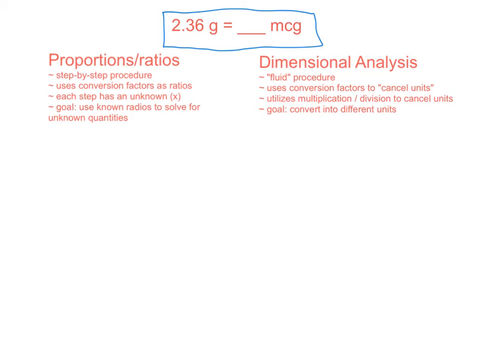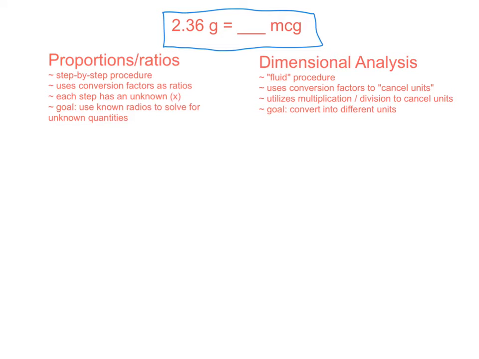And then finally, very generally, for proportions and ratios, this should say ratios, not radios, the goal is to use known ratios to solve for unknown quantities. So if you know that there are 2.2 pounds in 1 kilogram, you can use that to solve for how many pounds does someone weigh if they weigh 12 kilograms. Okay, so something like that. Whereas with dimensional analysis, the goal is specifically to convert units. And it may not seem obvious how these are different quite yet, but let's get into this example.